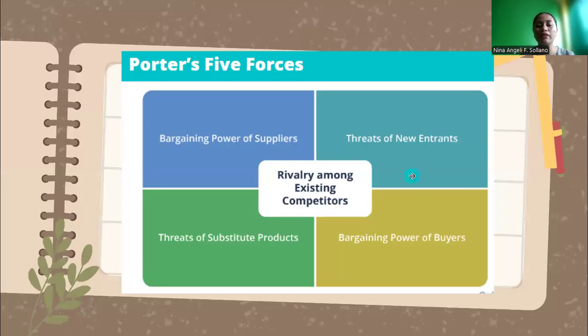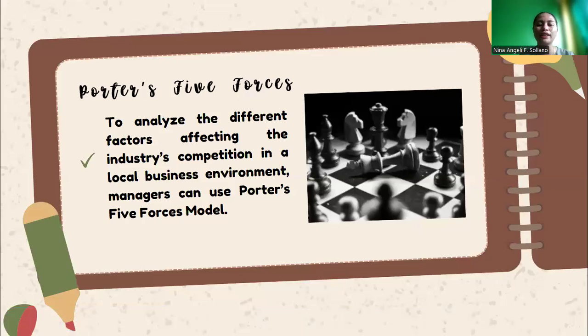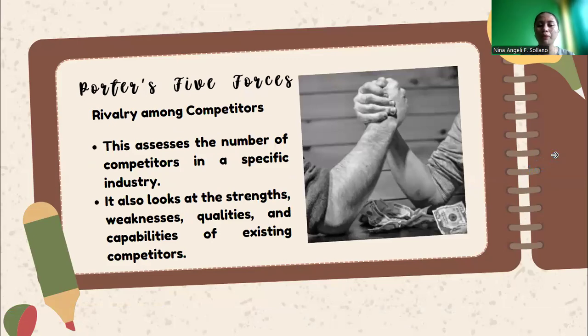First is the rivalry among existing competitors. Then bargaining power of suppliers, threat of substitute products, threat of new entrants, and bargaining power of buyers. Porter's five forces helps us analyze the different factors affecting the industry's competition in a local business environment. That is the reason why sometimes a business will not work: because of the competition. Rivalry among competitors is present not just last time, but up until today.